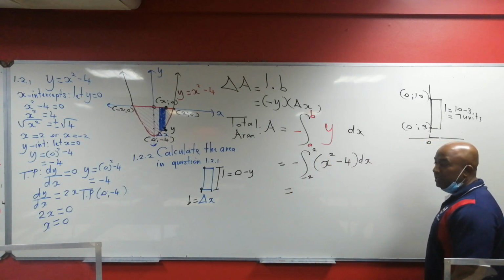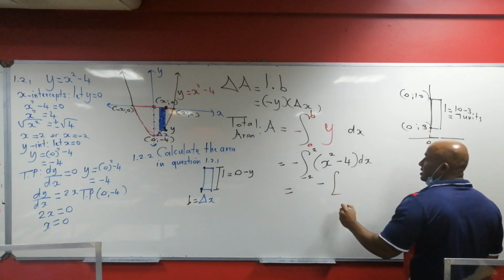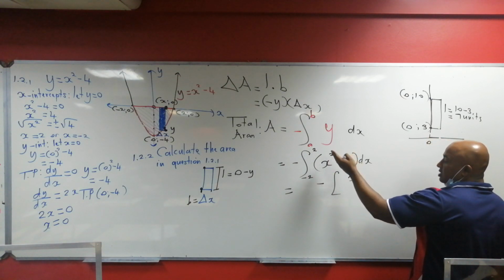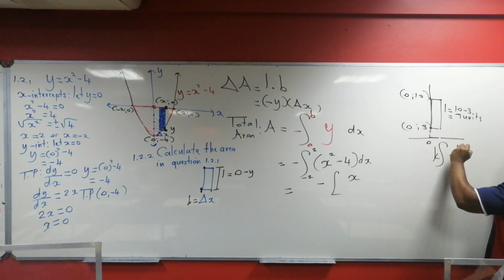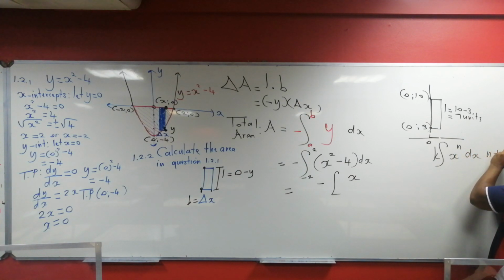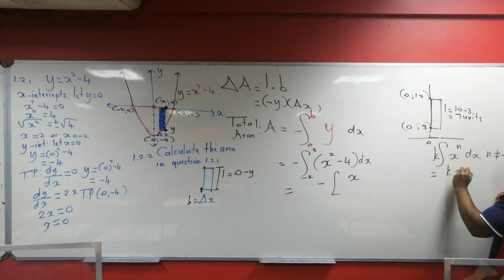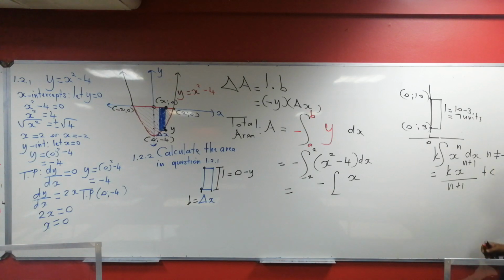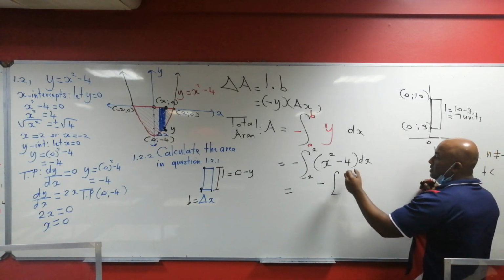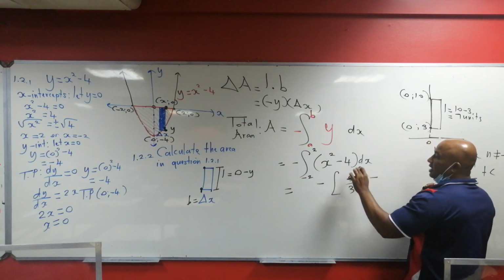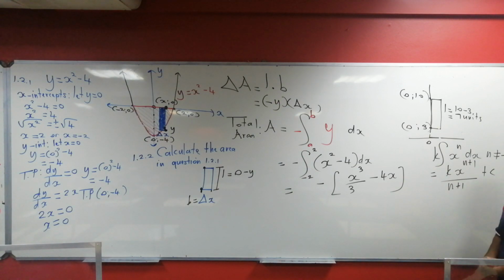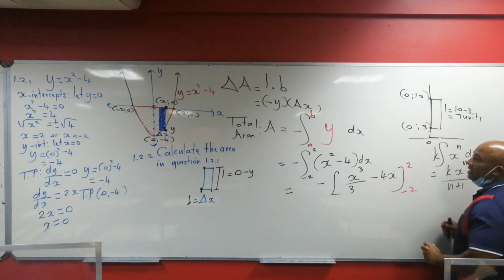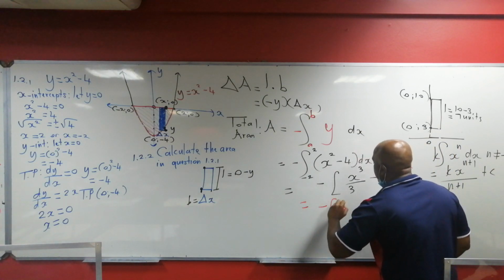So we integrate, so that's going to be minus, integrate x squared. Remember we are integrating here, so when you integrate k x to the power n, as long as n is not equal to negative 1, it's going to be k x to the power n plus 1 over n plus 1 plus c. So that's what we are doing, we are integrating them. So 2 plus 1 will be 3, over 3, integrate minus 4, which is minus 4x, substituting a positive 2, negative 2. Let's see what we get.